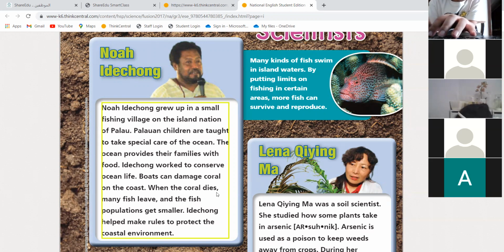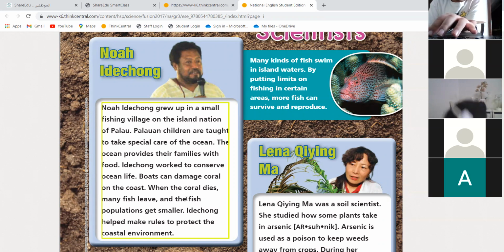When the corals die, many fish leave. Why? The fish population gets smaller because some fish live on corals. If there are no corals, they cannot live anymore. So what did the children do? Ida King helped make rules to protect the coastal environment. What do you think he did?